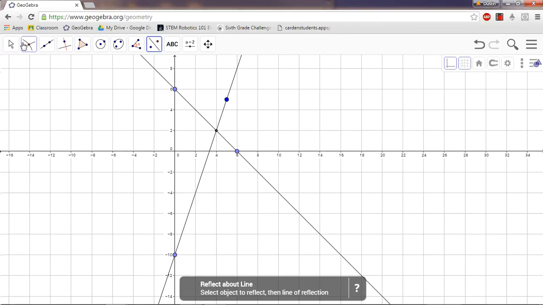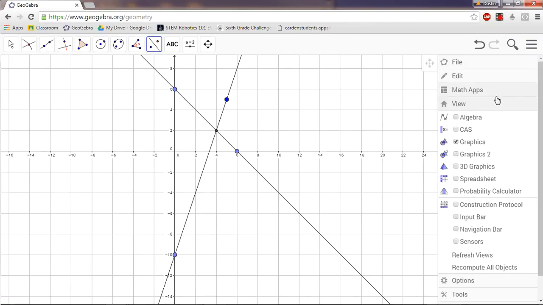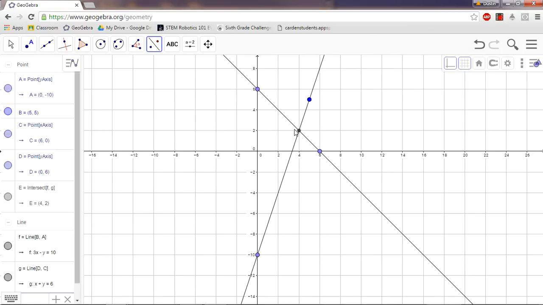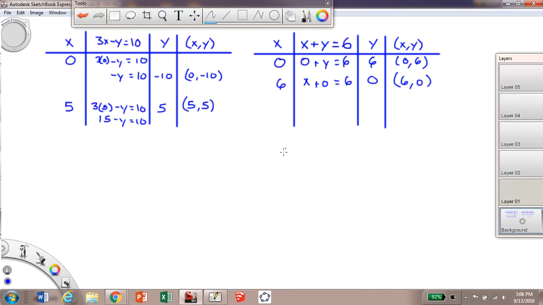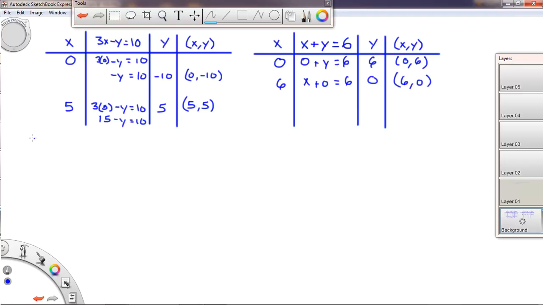Let's take a look at these. What is this point here? I need to get my algebra view up here. This point is point E, the intersection of F and G, and it's the point 4, 2. Now what that means is, this is telling us that the solution is going to be 4, 2. Okay, let's just check really quickly. 3 times 4 minus 2 equals 10. Well, that's 12 minus 2 equals 10. Yeah, that works out. And of course, 4 plus 2 does equal 6. So here's our solution. It works for both cases.